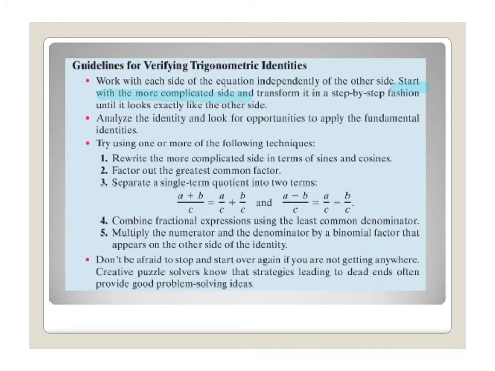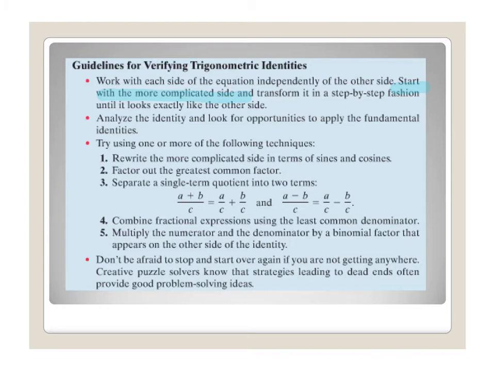Then it says analyze the identity and look for opportunities to apply the fundamental identities. So if you see a function that is squared with another squared function, or a function that's squared with a 1, you're probably looking at the Pythagorean identities. If you see your cofunctions, like pi over 2 minus an angle, then you're looking for your cofunctions. If you see a negative on the x, you're probably looking at your even and odd functions. You've just got to become familiar with them enough to be able to spot it.